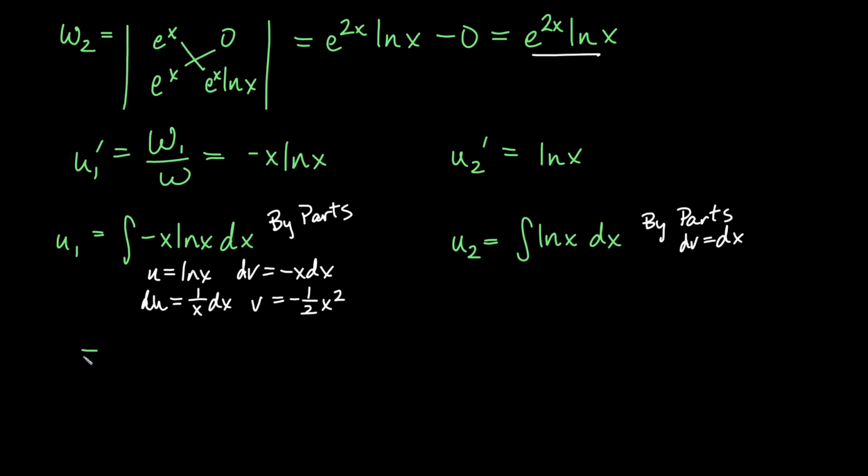We'll go ahead and do these. So we'll get negative 1/2 x squared ln x minus the integral of v du. We have a minus there, so we'll go ahead and make that plus. We'll also bump out the 1/2. X squared divided by x would just be integral x there.